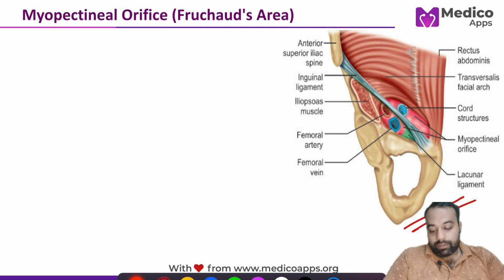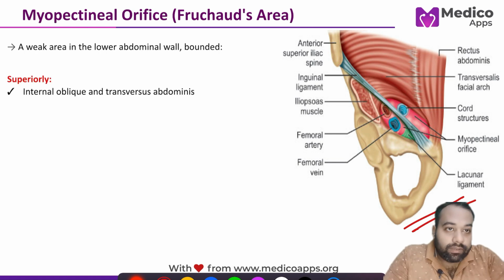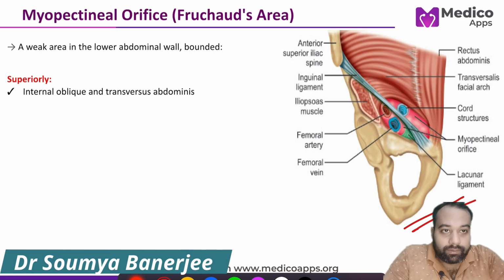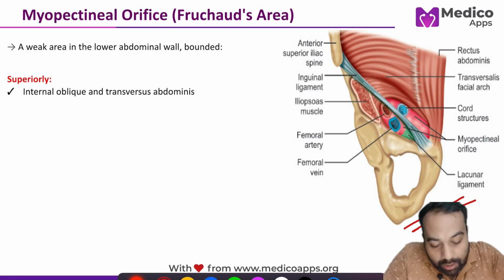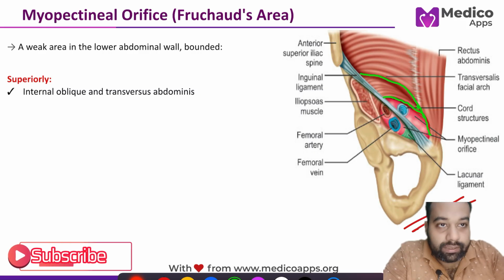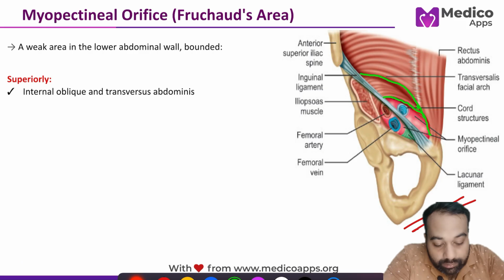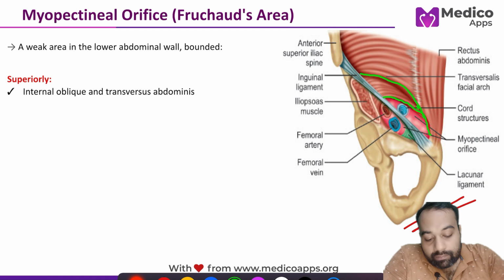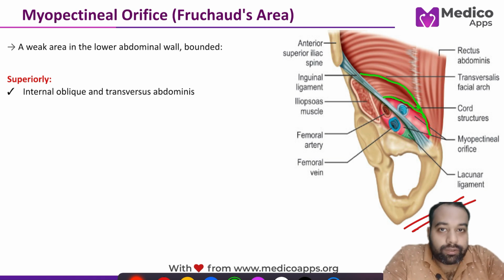So let's try to understand the boundaries of this myopectineal orifice of Fruchaud. Let's see in this image, the superior boundary is basically formed by the internal oblique, okay, this is the internal oblique, and this is the transversus abdominis. These two fibers, internal oblique and transversus abdominis, basically form an arch, right? So this arch forms the superior boundary of the myopectineal orifice of Fruchaud. Okay, so the arch fiber.